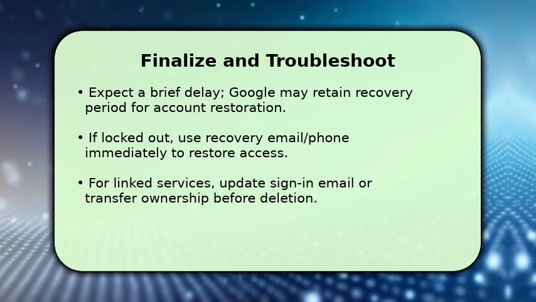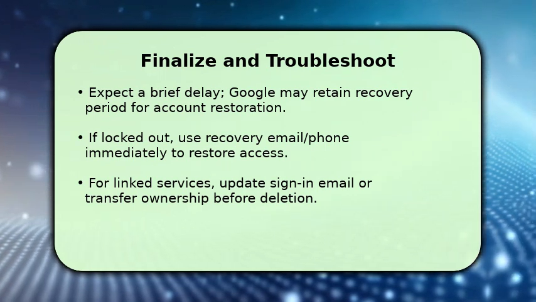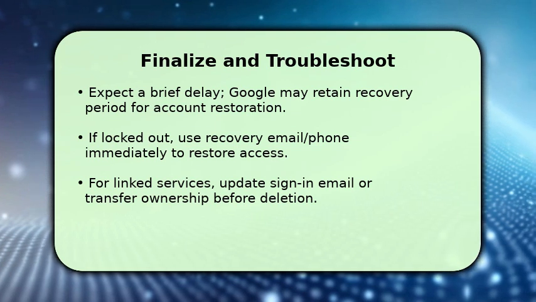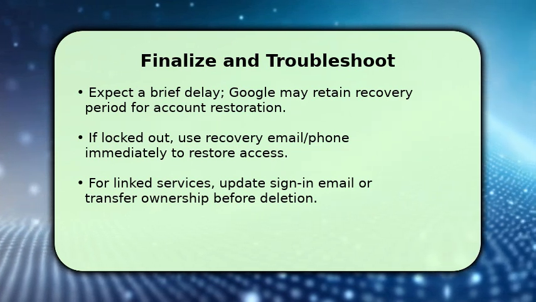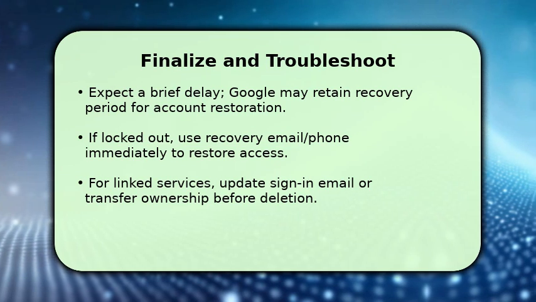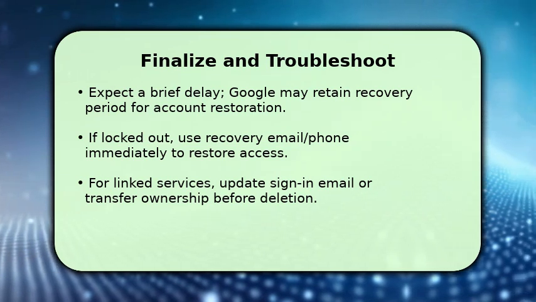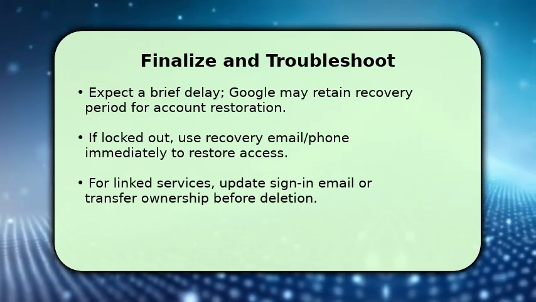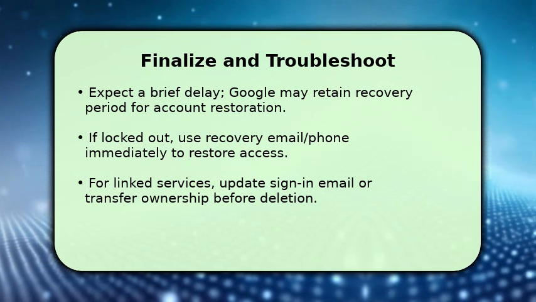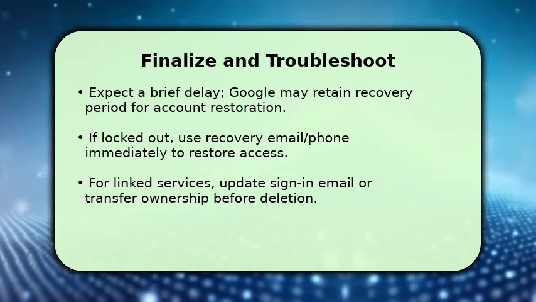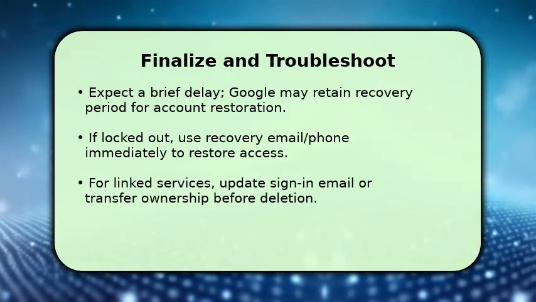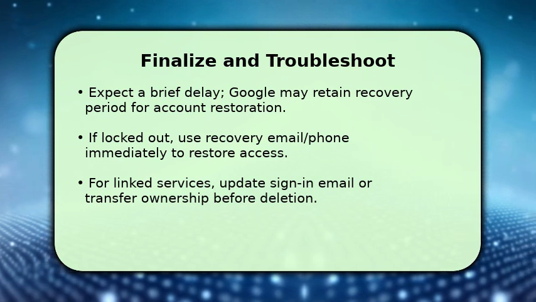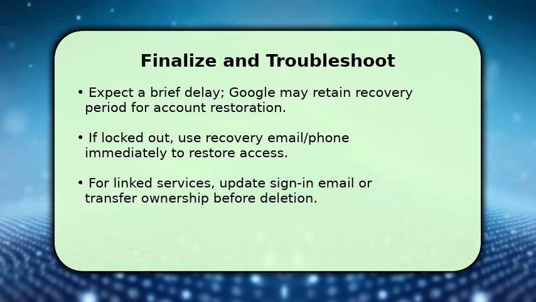If something goes wrong, like being locked out during the process, use the recovery email or phone immediately to regain access and retry deletion. If the account was tied to subscriptions or third-party services, make sure you updated sign-in emails or transferred ownership before deleting. This prevents service interruptions. If deletion failed, check error messages and repeat identity verification steps.